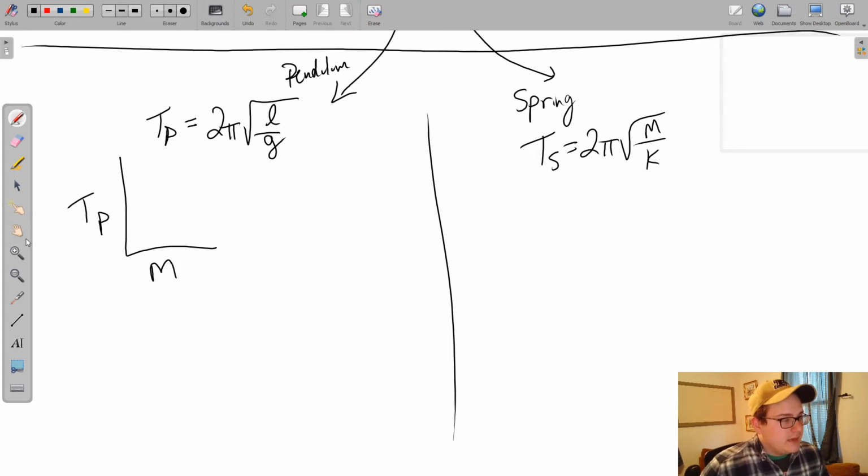Length. I got it backwards. Whoop, let's do length first. Mass is later. Period of this pendulum versus length. Well, if I were to knock this down, the period of a pendulum is proportional to the square root of the length.